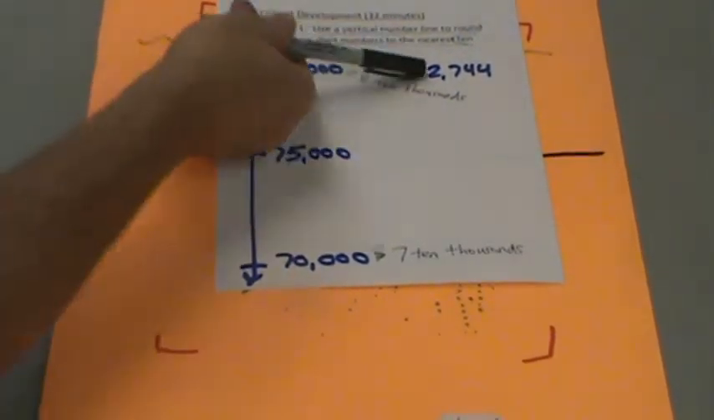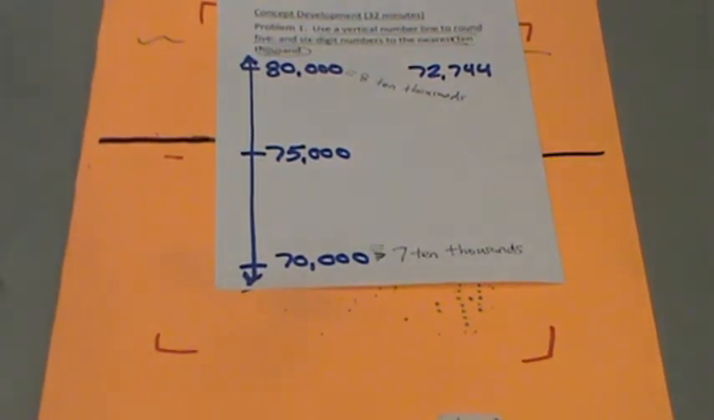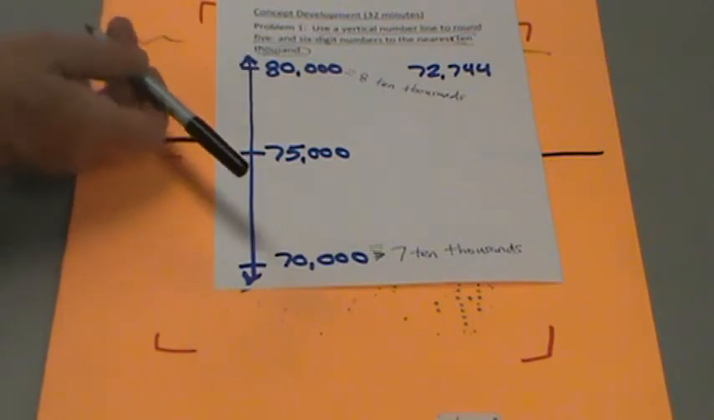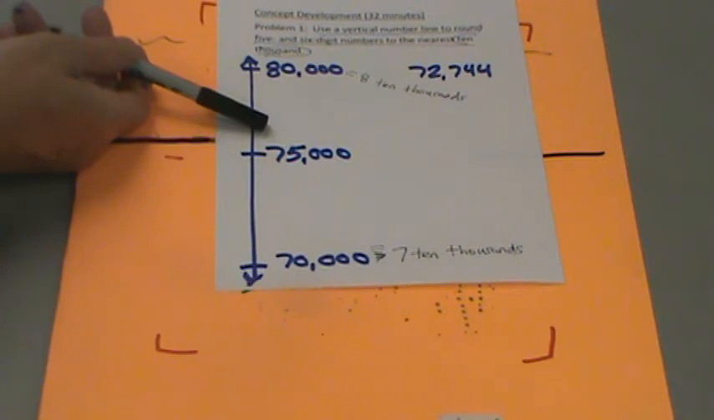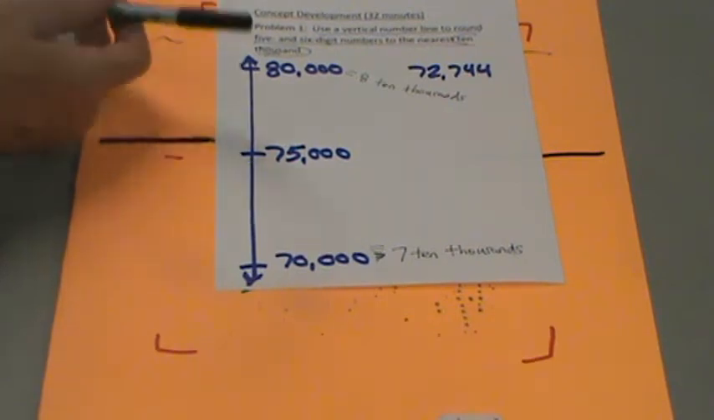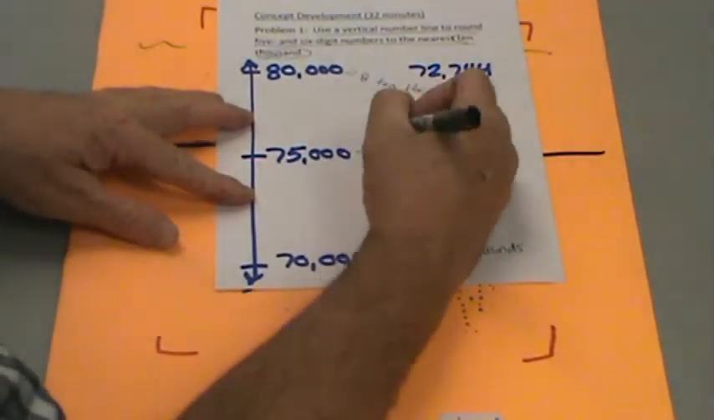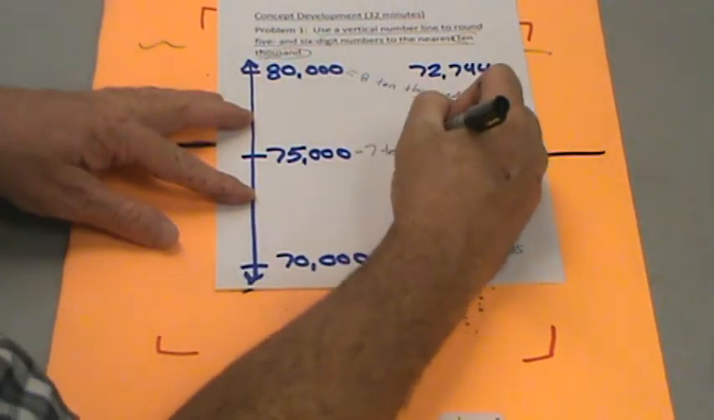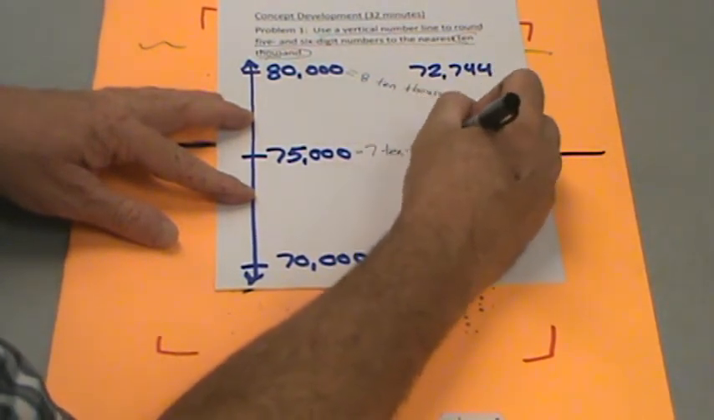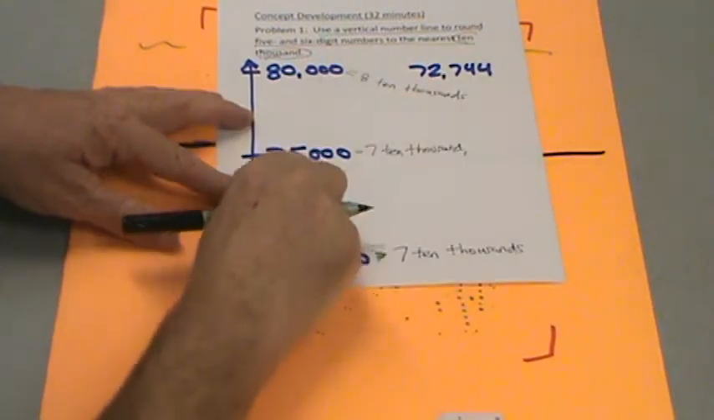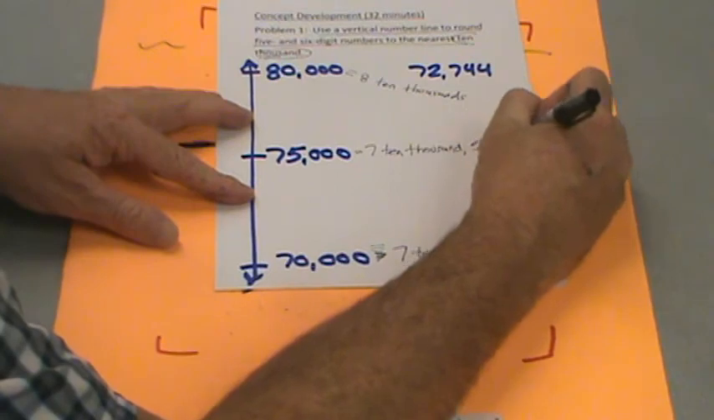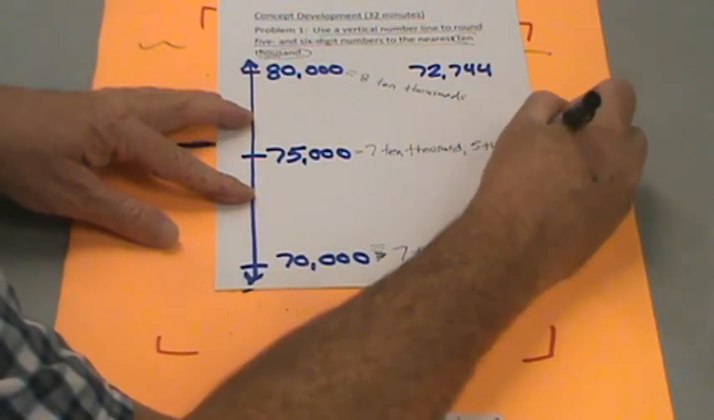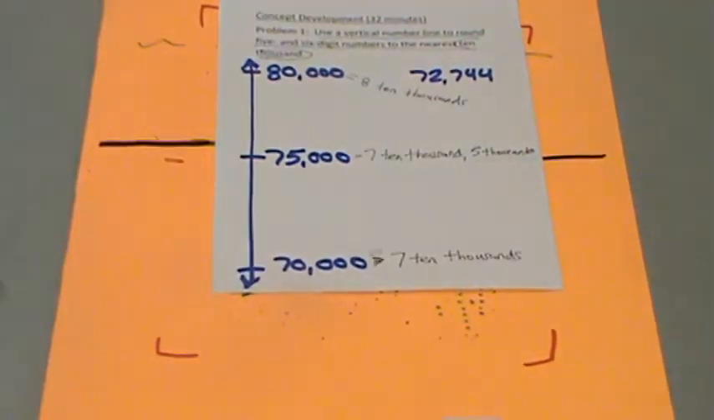What do we have here? I have 7 10,000s, but when I round it, is it going to go up to 80,000 or down to 70,000? Well, let's compare it to this one right here. This one in the middle, our midpoint, is 7 10,000s, right? 70. And how many thousands? 5. I think you probably see where I'm going with this, don't you? So let's think about 72,744.